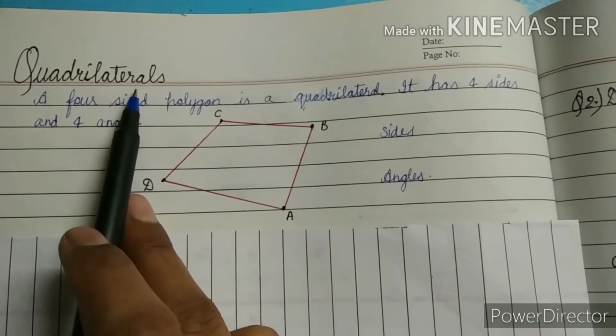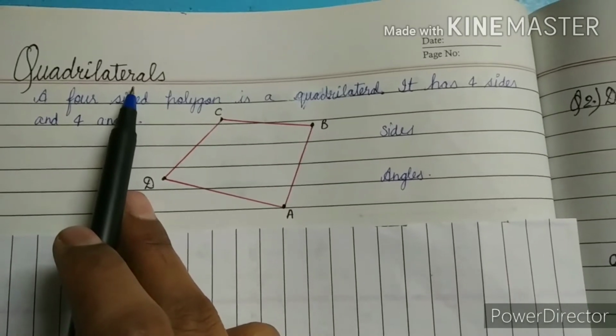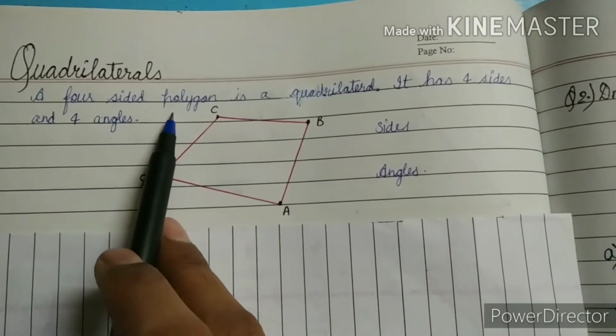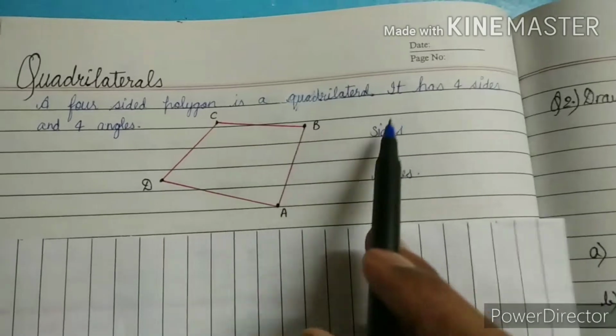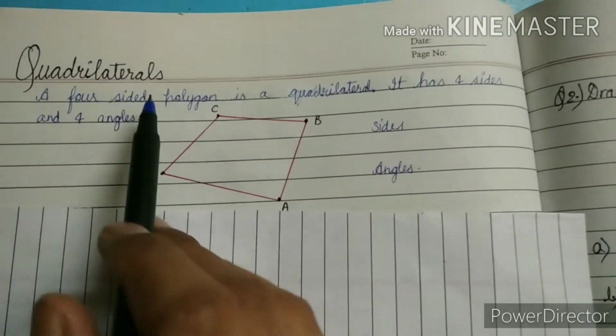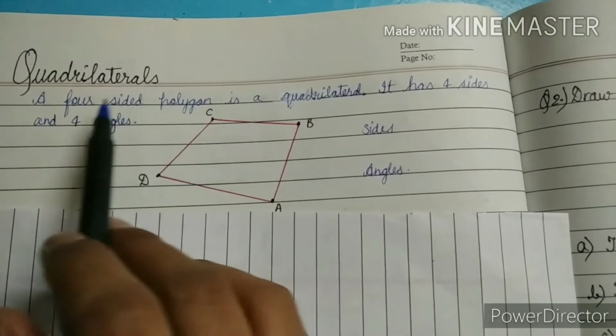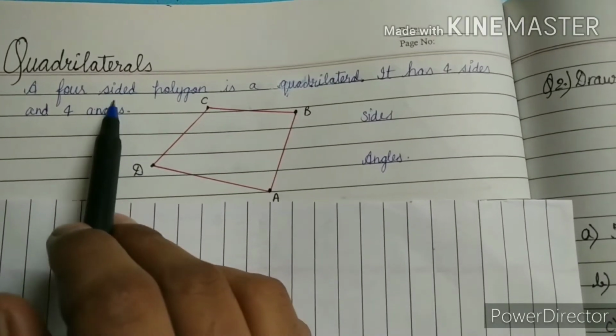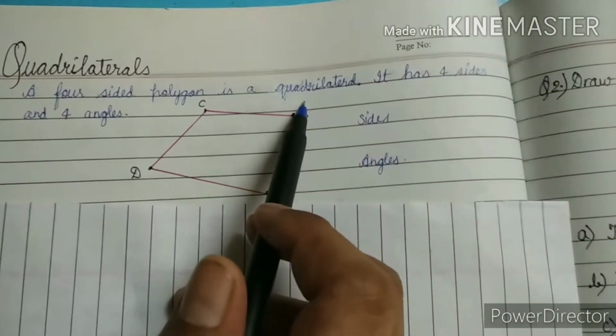So what is the meaning of quadrilaterals? A four-sided polygon is a quadrilateral. It has four sides and four angles. It means any figure that is completely made up of four sides. This polygon is called a quadrilateral.